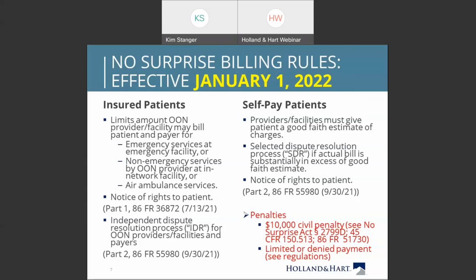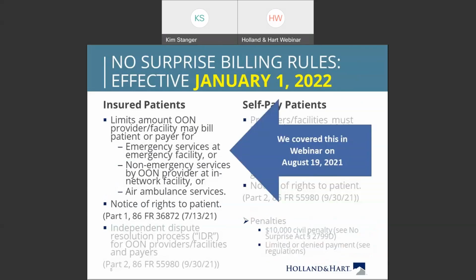Well, what happens if you violate the rules? Under the No Surprises Act, the actual statute, you can get up to a $10,000 civil penalty. The government issued a proposed rule in early September dealing with some of those requirements, but the exact scope of those is still a bit unclear. We have not got the final rule yet. We do have the proposed rule. We'll have to watch for the final rule to see exactly how that shakes out. In addition to that potential penalty, you can also have your payment limited or denied pursuant to the regulations, like we'll talk about in a little bit.